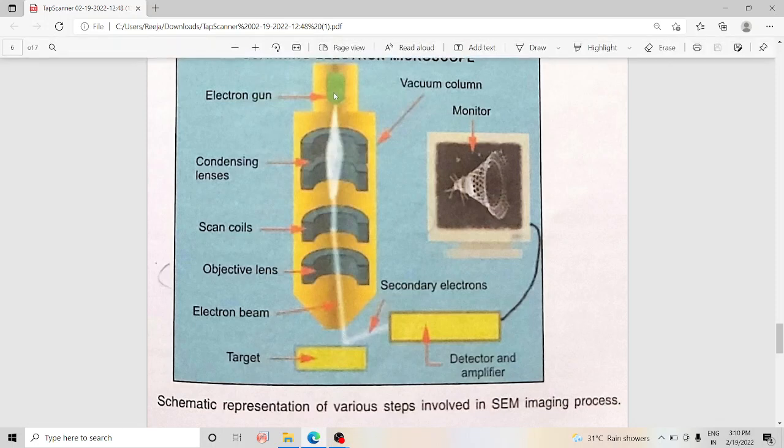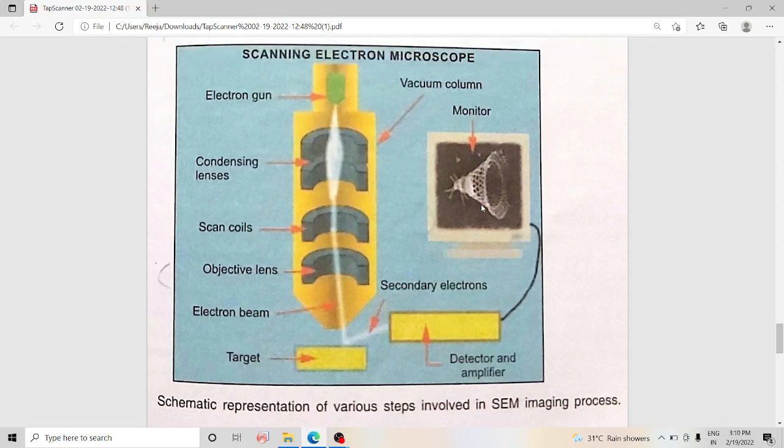So I have discussed the parts of a scanning electron microscope now. That is, there is an electron gun, there are condenser lenses with a condensing aperture, there are scanning coils, then there's the objective lens, there's the target placed in the sample container, and there is the detector, amplifier, and the associated accessories which allow you to view the image of the sample. Now let's go into the detailed explanation of the working.